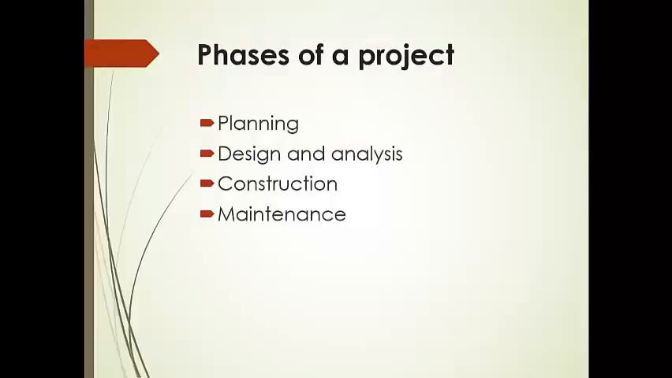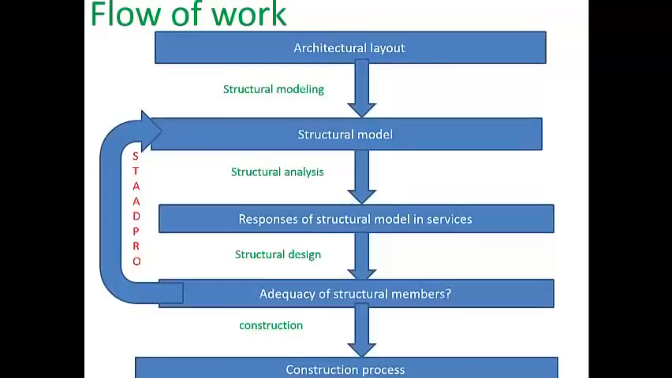How actually does a project start in the real world? There are four different phases. They are planning, design analysis, construction, and maintenance. This is the flow of work: architectural layout, then followed by structural modeling and analysis, then go with construction process.